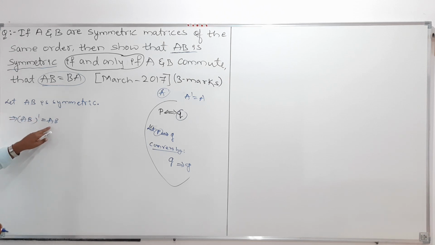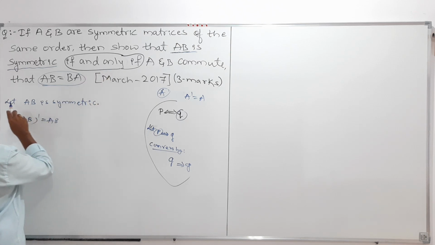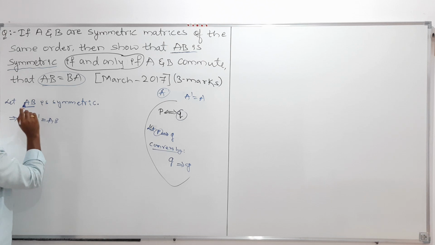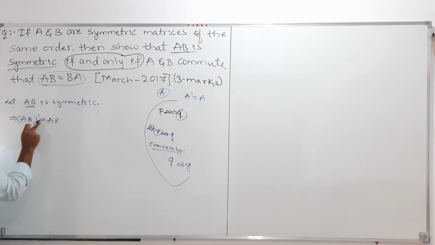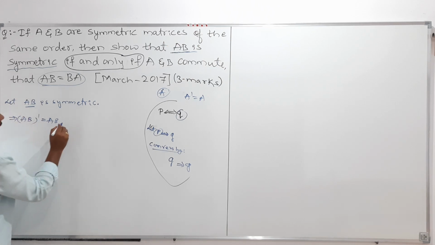AB whole transpose must be equal to AB because AB is symmetric. Let us take AB is symmetric. So being symmetric, it satisfies this condition. Therefore, this implies that AB whole transpose is equal to AB, and call this result 1, my dear students.